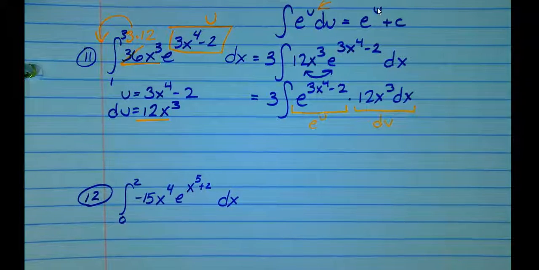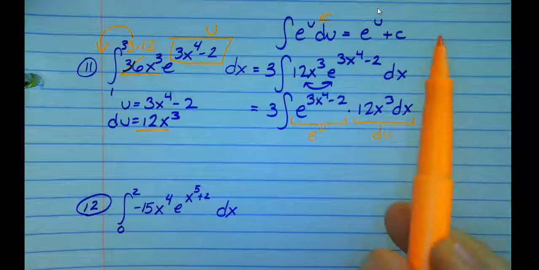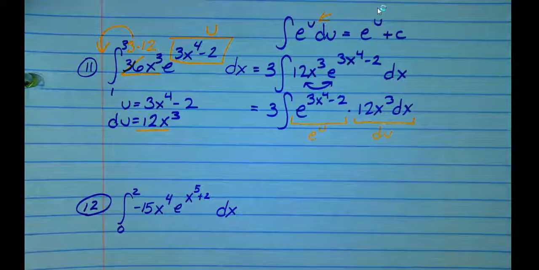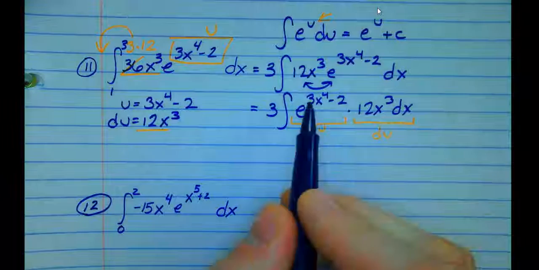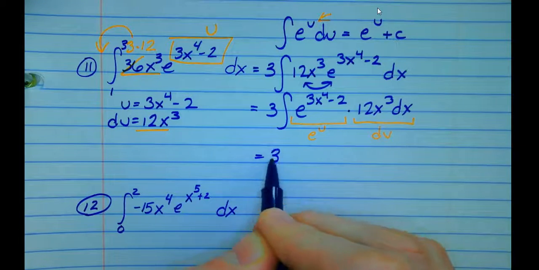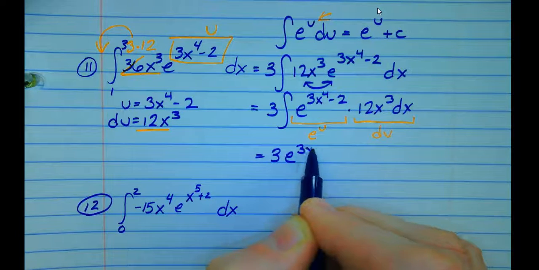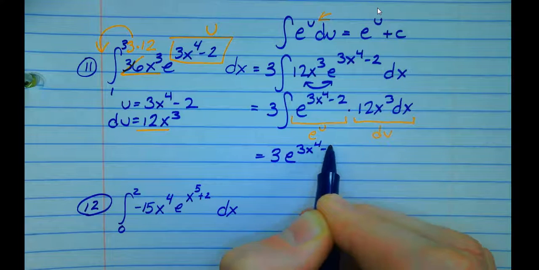Okay. And we know that if you have something in the form e to the u du, the answer is e to the u. So if this whole thing is e to the u, and we have a coefficient of 3, then that's just what our answer is: 3 times that e to the u piece plus c.